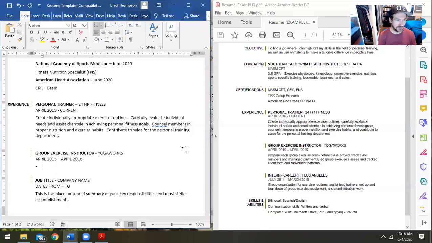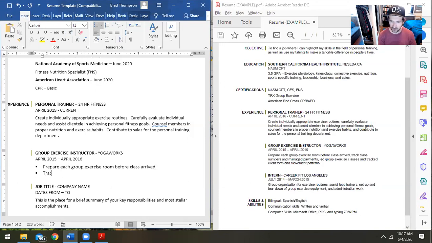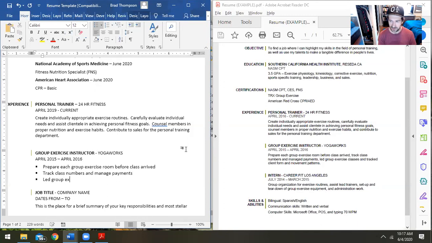Prepare each group exercise room before class arrived. Track class numbers and manage payments. Led group exercise classes. And tracked form and movement. Did that font change? It did. Why the heck did you change?